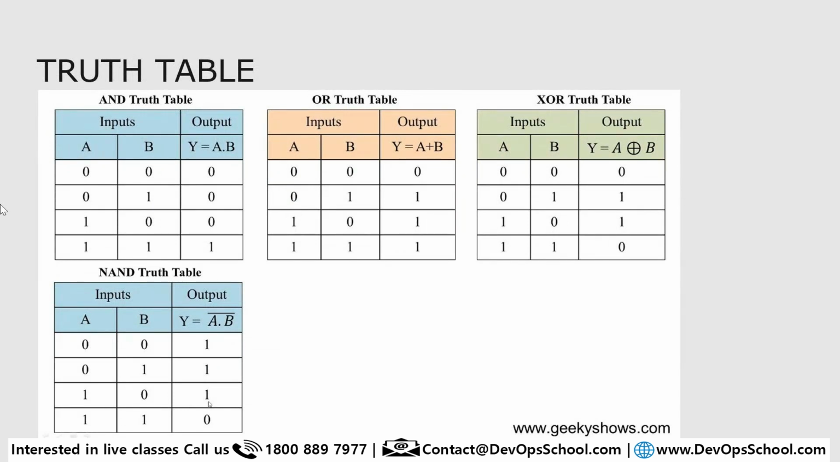AND, OR, XOR, and NAND. This is the truth table. Not only is it for Python, but different languages also use it. Are you comfortable with it? This one?